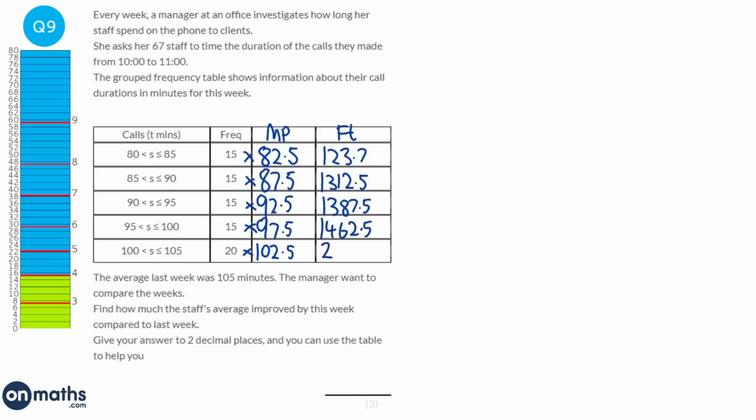And then finally, 2050. Right, next we need to add up the frequencies and add up the FTs. So we're going to have the sum of the frequencies. So I'm just adding all this column up, and that will be 80.